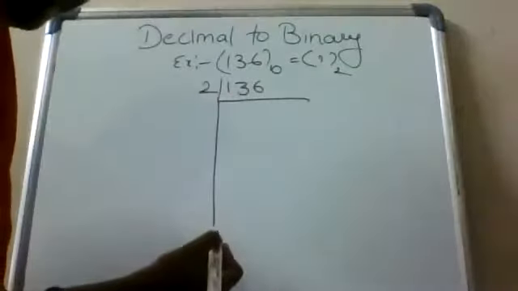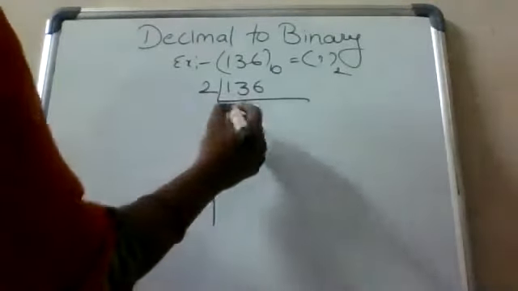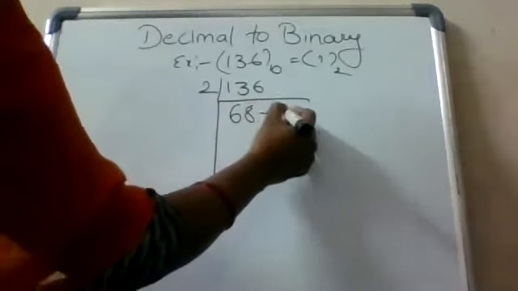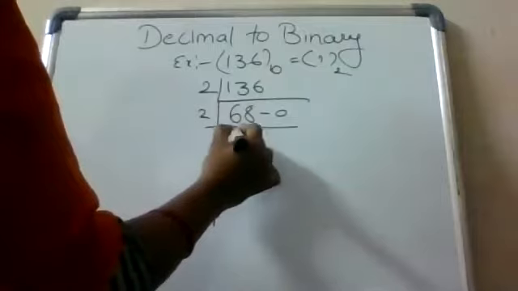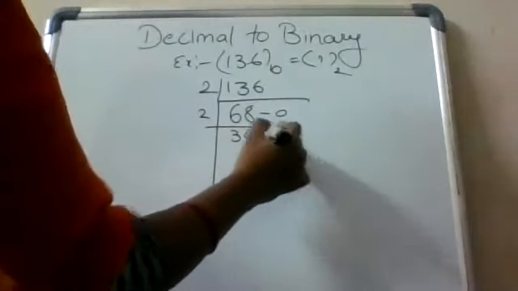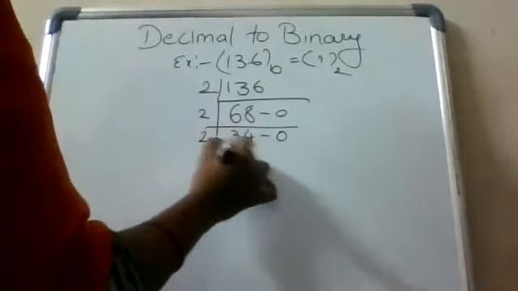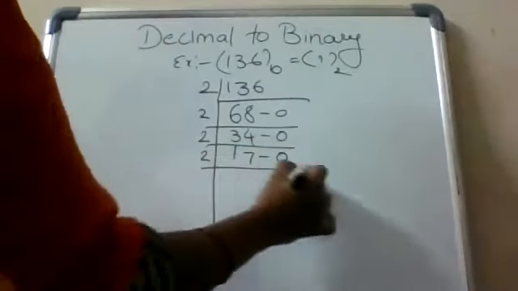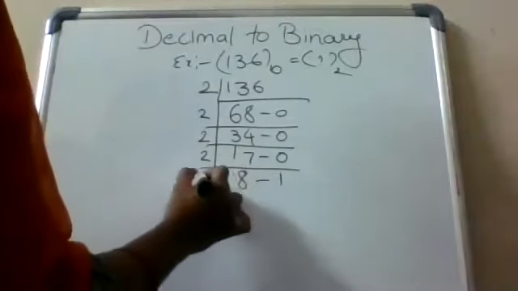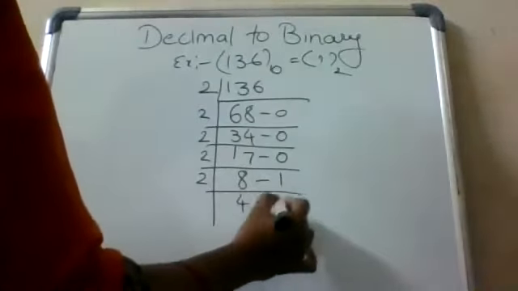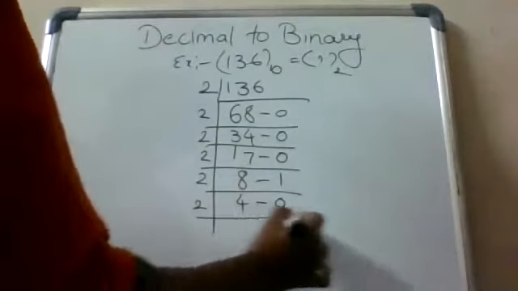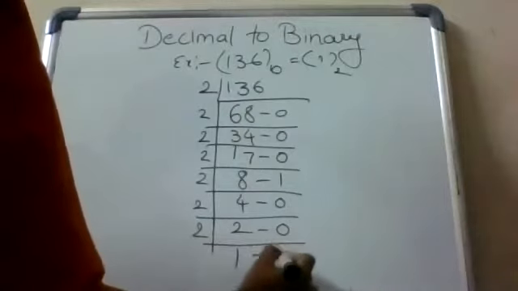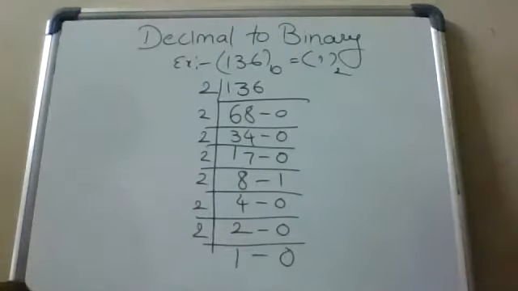In every division, we should write the remainder. 2 6s are 12, 2 8s are 16. Here the remainder is 0. 2 3s are 6, 2 4s are 8. The remainder is again 0. 2 1s are 2, 2 7s are 14. Remainder 0. 2 8s are 16. Remainder 1. 2 4s are 8. Remainder 0. 2 2s are 4. Remainder 0. 2 1s are 2. Remainder 0. Okay, clear?